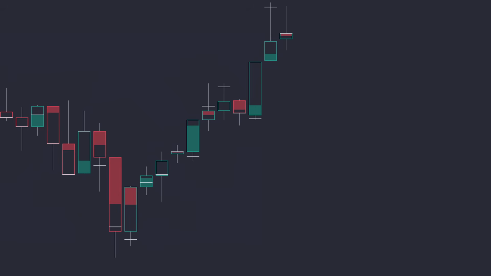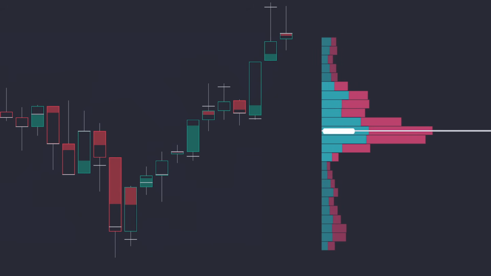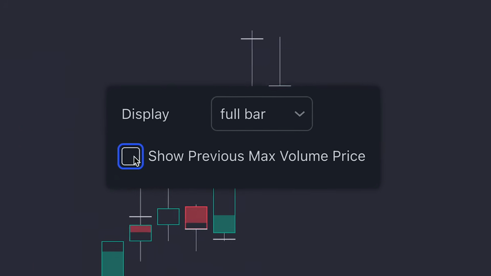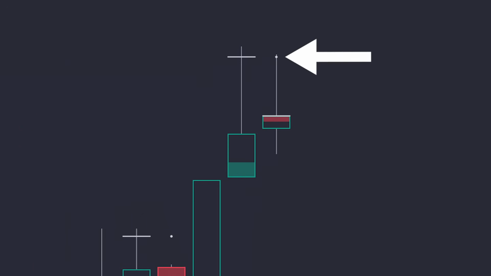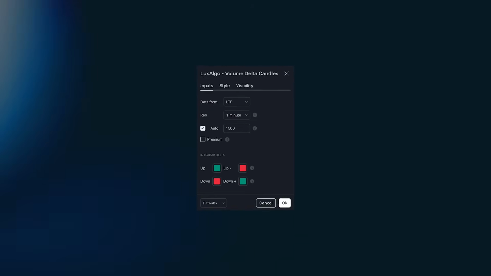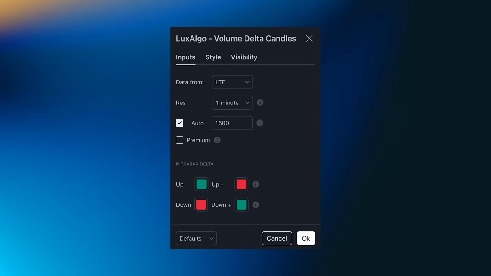This is the max volume price. It's like finding the point of control from a volume profile, but for every bar. You can also enable previous max volume price, and a dot will appear allowing past levels to remain visible. These areas are important because they can help identify zones of high interest that could act as support and resistance. Now let's dive into the settings that drive this indicator's adaptability.